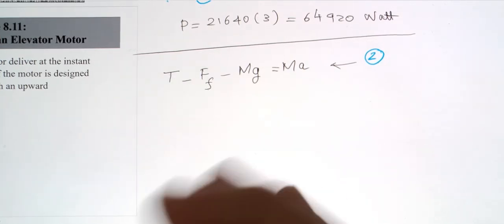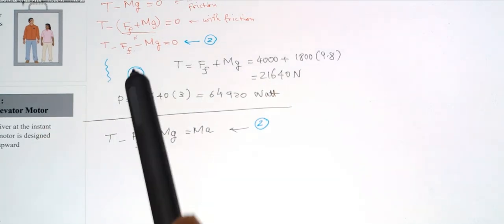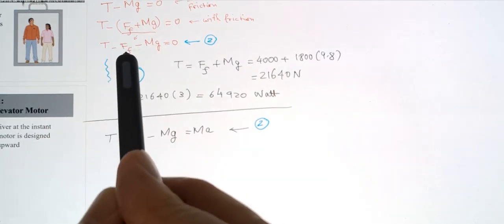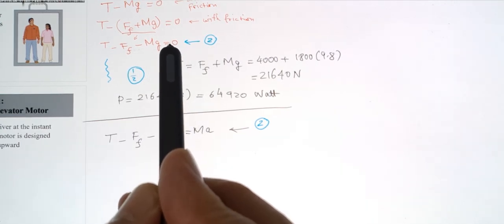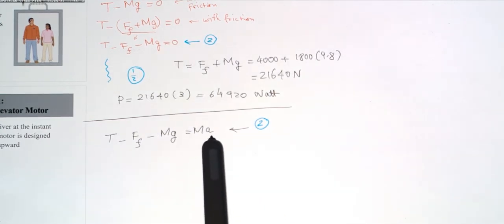So let us compare it with the previous equation. T minus force of friction minus mg is equal to 0 because there is no acceleration. Now we have acceleration, so it is equal to ma. Go ahead.